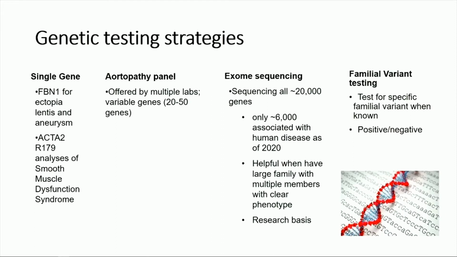Mainly in aortopathies, we're considering aortopathy panels. These are offered by multiple labs, usually between about 30 to 50 genes, and they are pretty routine at different labs. So it actually is pretty easy to get these days.